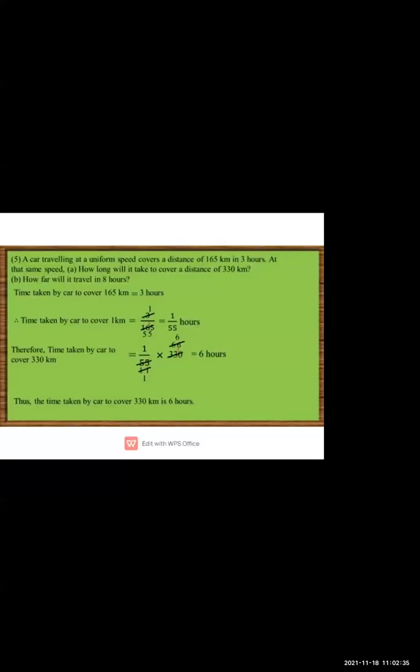A car traveling at a uniform speed covers a distance of 165 kilometers in 3 hours. Okay. At that same speed, how long will it take to cover a distance of 330 kilometers? At the uniform speed, the car covers 165 kilometers in 3 hours. With the same speed, how long will it take to cover a distance of 330 kilometers? Okay, how many hours will it take?